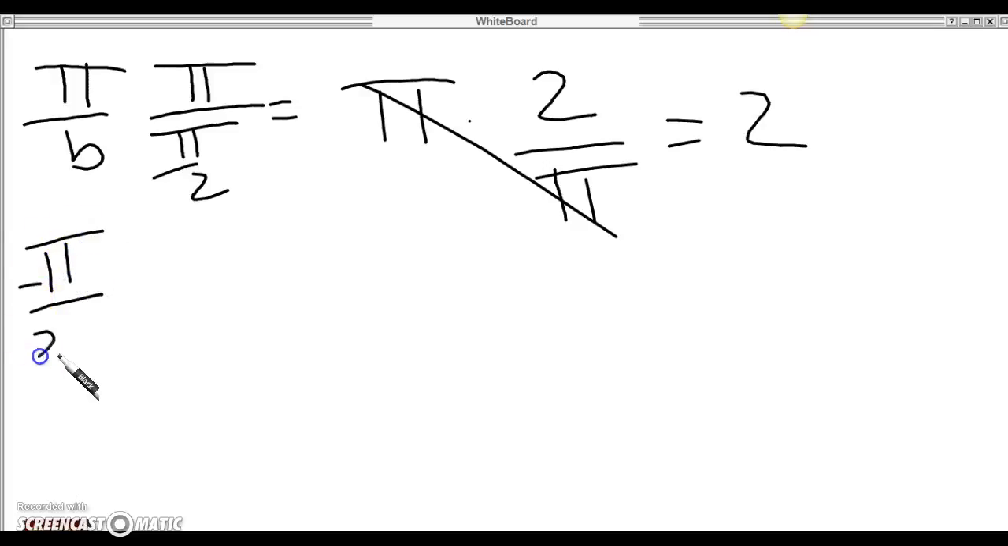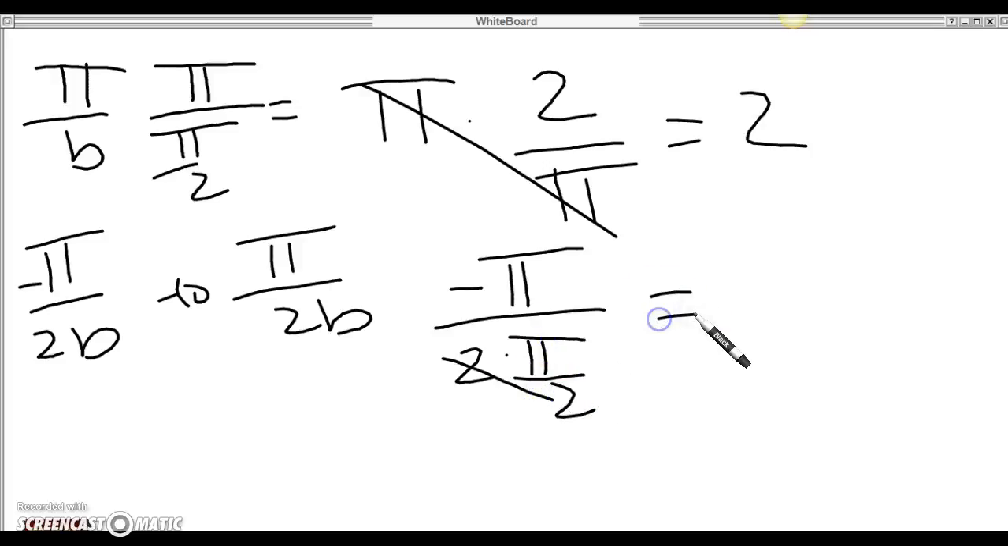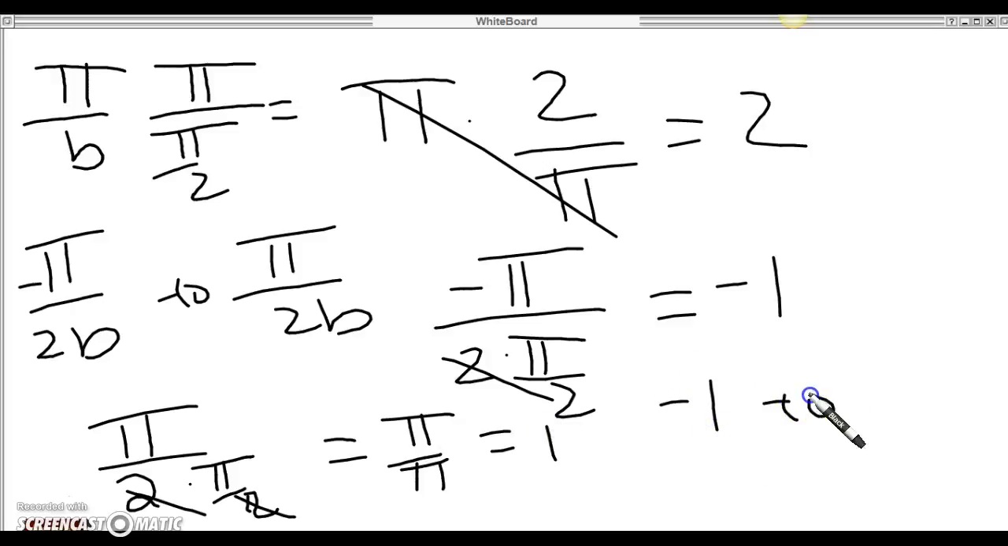So we have negative pi over 2 divided by pi over 2, and we can go ahead and cancel that, which is going to give me negative 1. And then I have pi over 2 divided by pi over 2, that cancels out, and we'll put pi over pi, which is 1. So the interval is from negative 1 to 1. Those are my asymptotes. And I can find one more by adding 2 to that, which is 3. So 3 is another one.